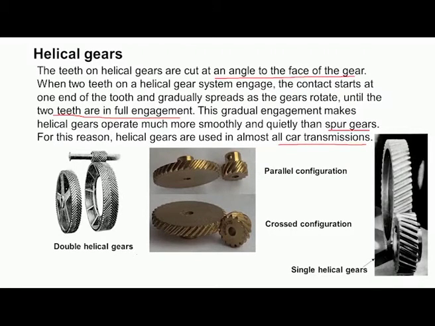Now, you can see here this is a single helical gear, the bigger one is called gear and the smaller one is called pinion, and here we have a parallel configuration. That means the two axes are parallel to each other, and here crossed configuration. We can see one axis here and the other axis here, and here we see double helical gears. You can see the angle in this fashion as well as in the other direction. So, this is a double helical gear.